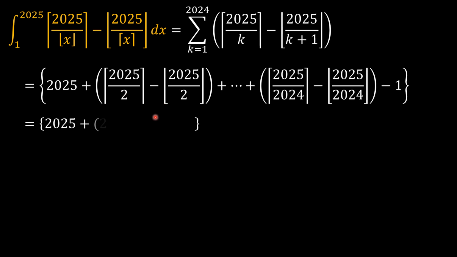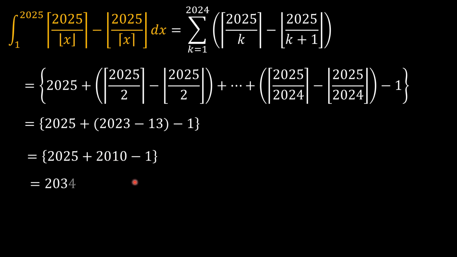So we're going to have now 2025 plus 23 different brackets here, sets of brackets, minus 13, and then minus this one here. So we have 2025 plus 2010 minus 1. And the answer that we expected there was 2034. So that is the answer that was expected. Pretty interesting, but required a lot of thinking and putting it into an answer.